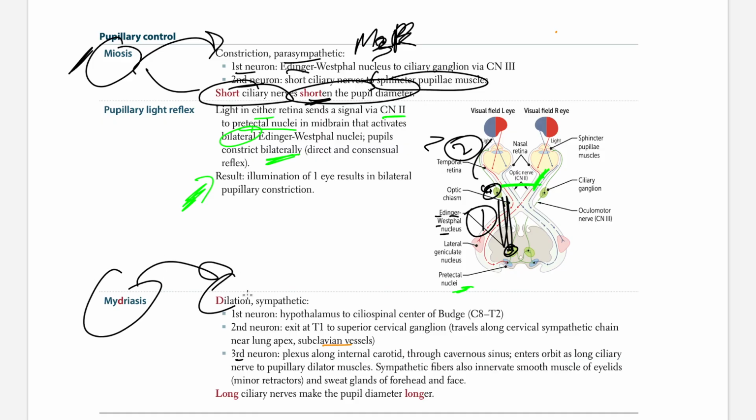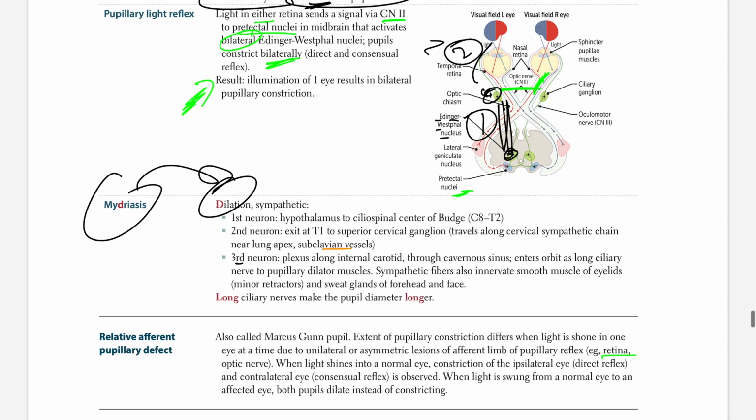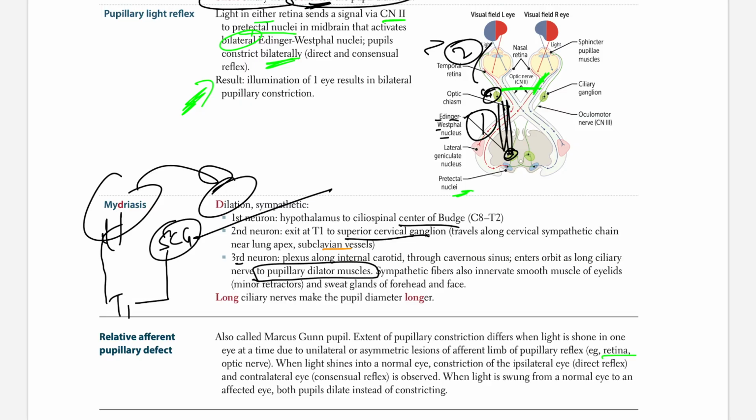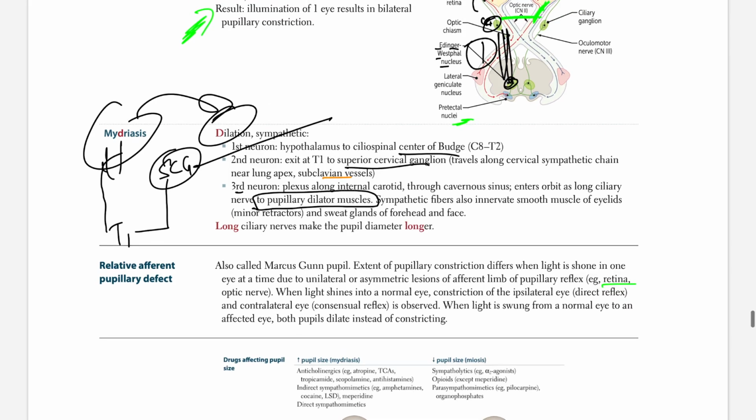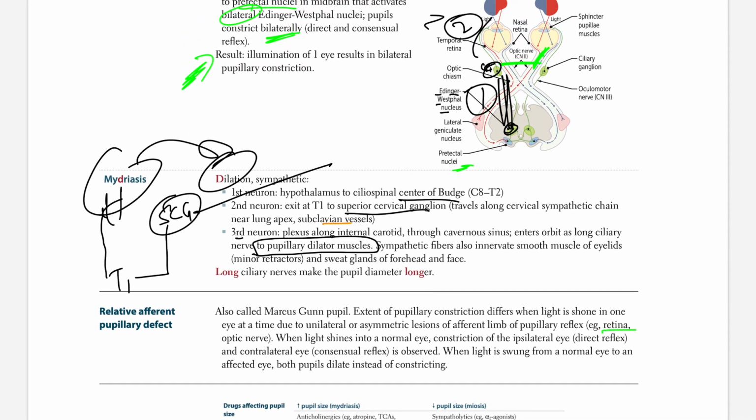Mydriasis is all about dilation, and all you have to think about is something coming from the hypothalamus all the way to about T1, which is known as the ciliospinal center of Budge. From here it goes back upward towards the superior cervical ganglion, and from there it goes towards the eye. In the eye it innervates the radial muscles, the pupillary dilator muscles. They dilate the pupil. And the mnemonic here is: long ciliary nerves make the pupil diameter longer.